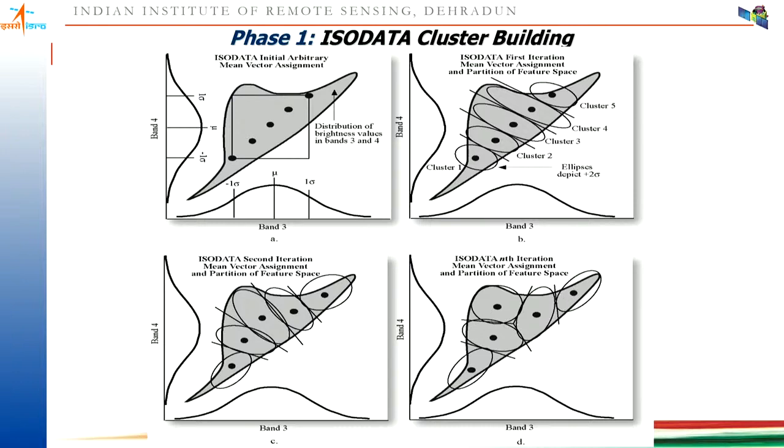Okay, in between, after each iteration, the clusters are checked whether they are close to each other, so they will be merged, or whether the clusters should be split. So all those procedures have to be done.